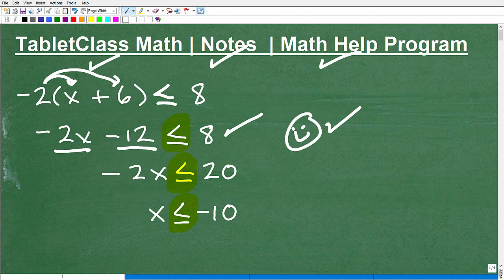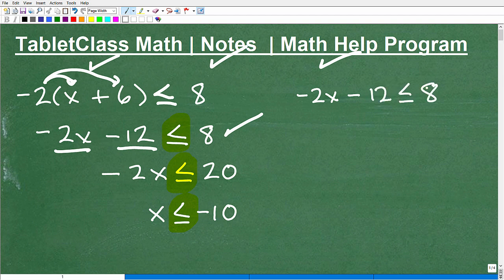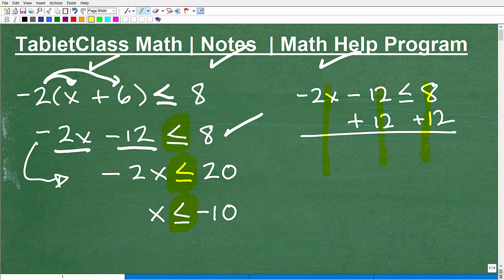Well, the next, I didn't really show it, but let me kind of break it out here. So we have negative 2. Let me use a different marker. Okay, we have negative 2x minus 12 is less than or equal to 8. The step from here to here, what we're doing is adding 12 to both sides of the inequality, just as if we were going to solve an equation, and then we add down in a column format. And when we do that, we end up with negative 2x. The 12s go away, and this is going to be less than or equal to positive 20.